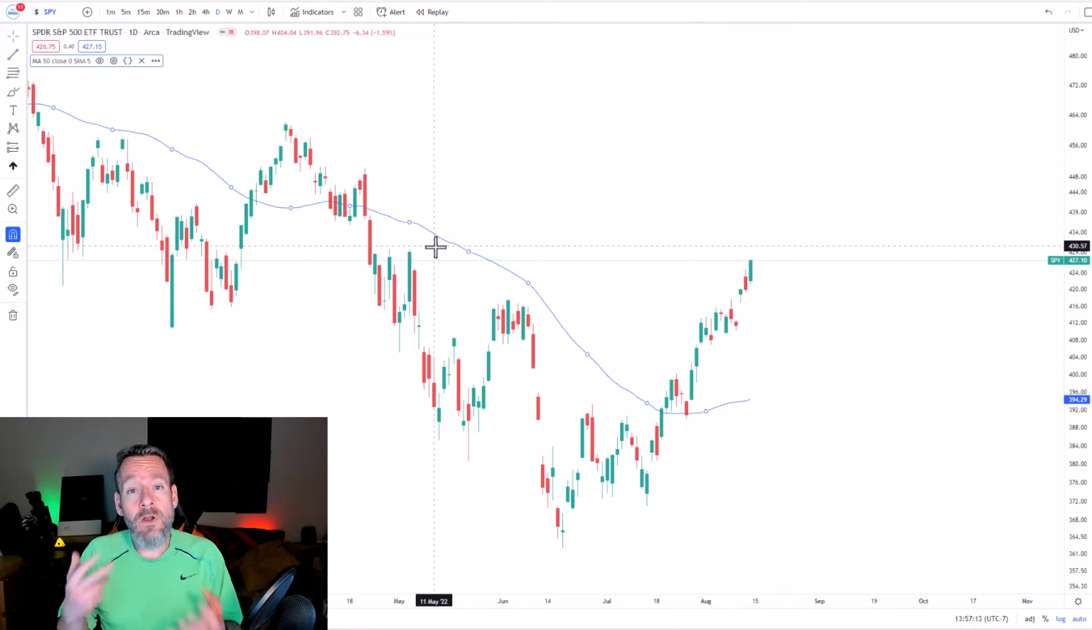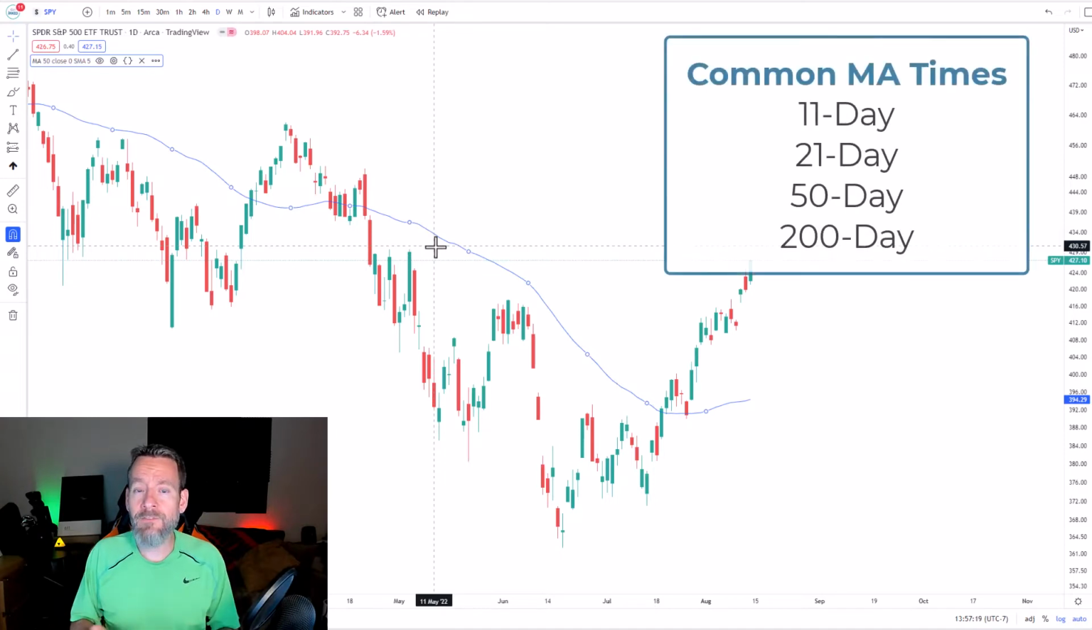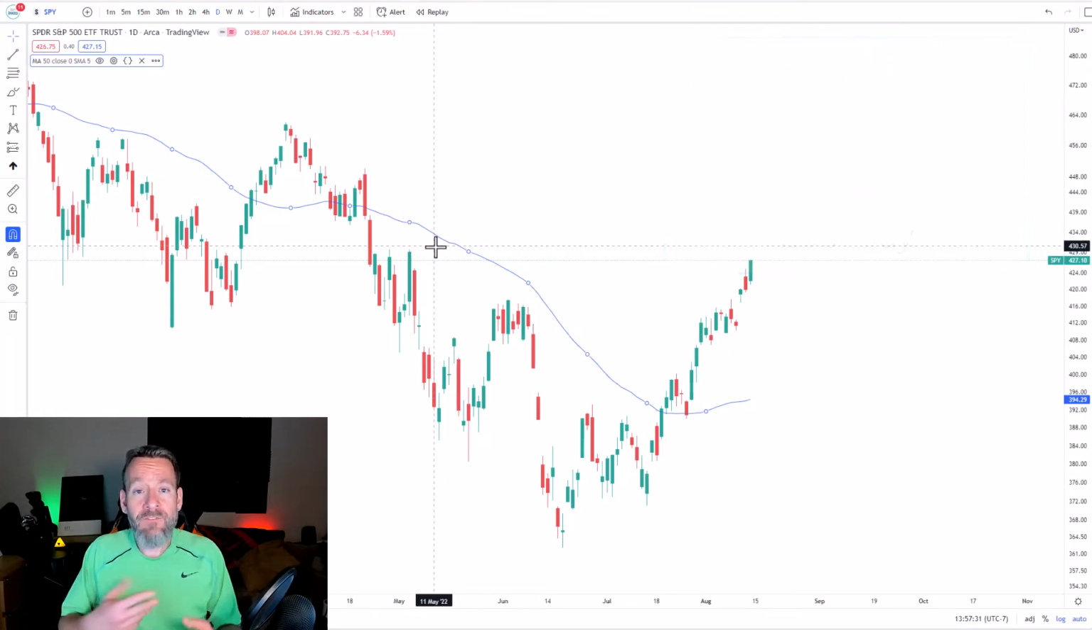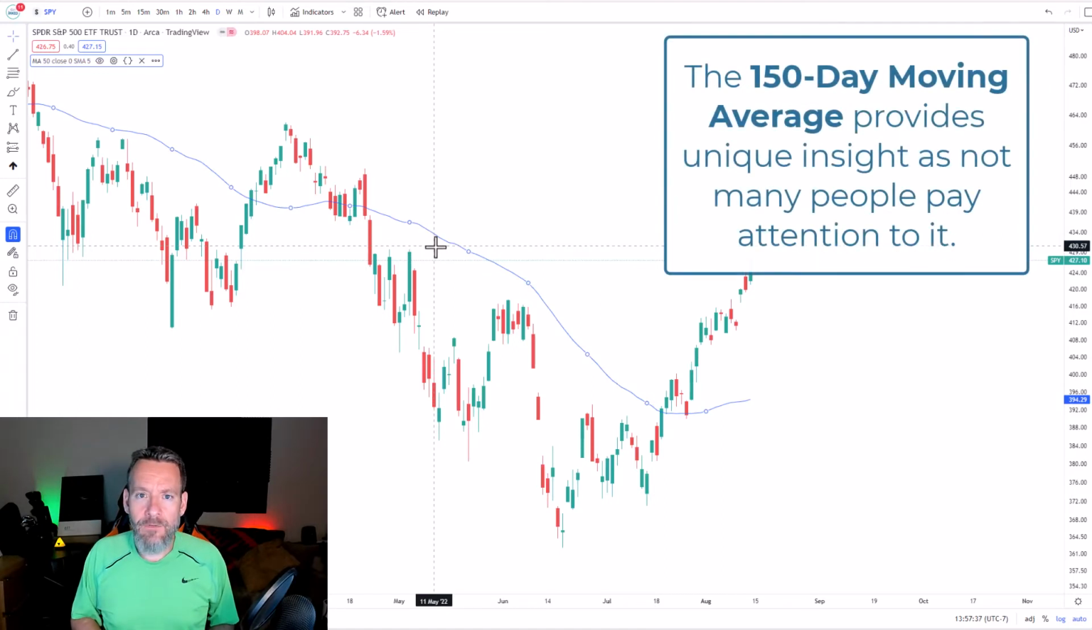price action. There are a number of very common moving averages that people use when it comes to looking at charts, including the 11-day moving average, the 21-day moving average, the 50-day moving average, and the 200-day moving average. One of my favorite analysts is Carter Worth, and he introduced me to the 150-day moving average. The 150-day moving average provides a significant amount of support and resistance when you're talking about an investment class.